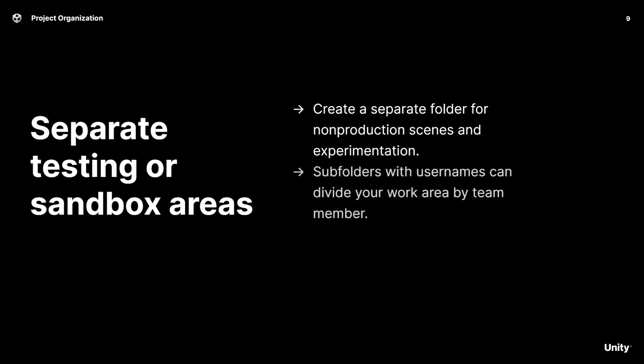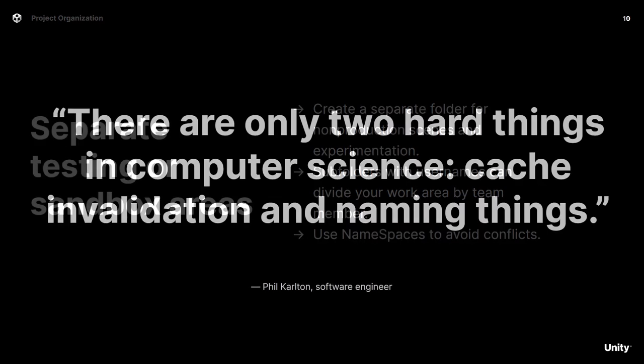You also want to consider creating a separate folder for non-production scenes and testing. That way, you can easily differentiate between what was created for testing purposes and what will make it into the final production. You can provide even more clarity by simply adding some subfolders with usernames or certain areas too. And you can also consider using namespaces to avoid conflicts between class names declared in the production versus testing namespaces.